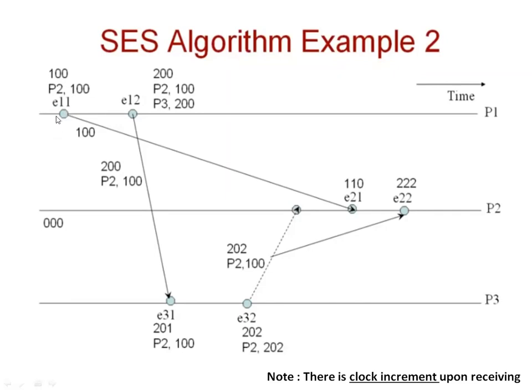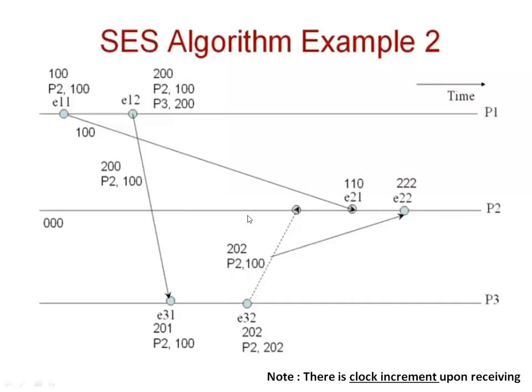And since it is sending this message to process P2, it will also maintain the vector P2 with this timestamp 100. Now while sending this message to the process P2, it will send only the timestamp, not this value, because since the process P2 has to receive this information, then in that case 100 will be carried, and this is not required to be carried along with the message.